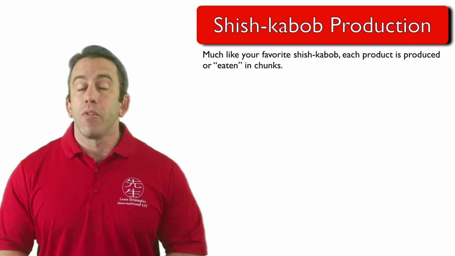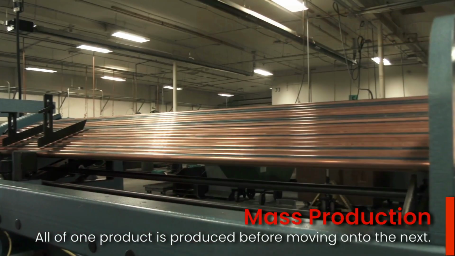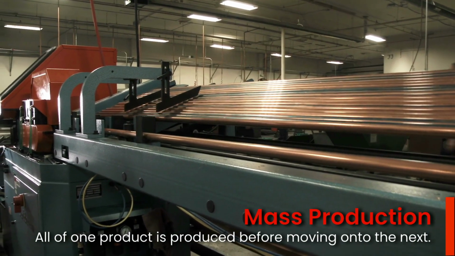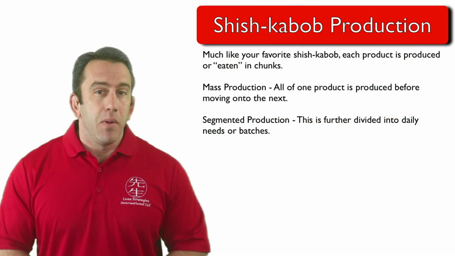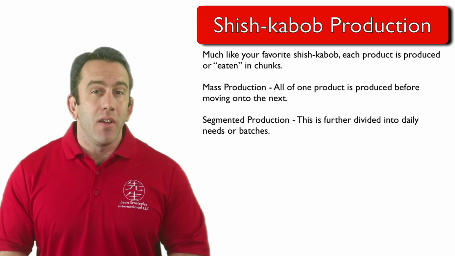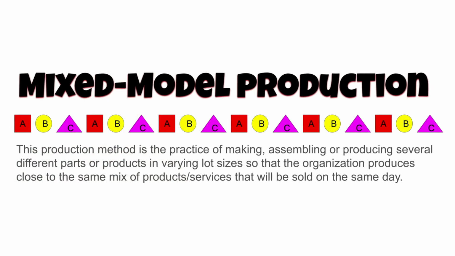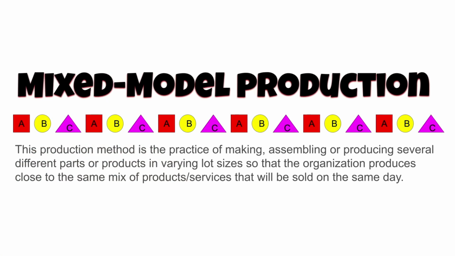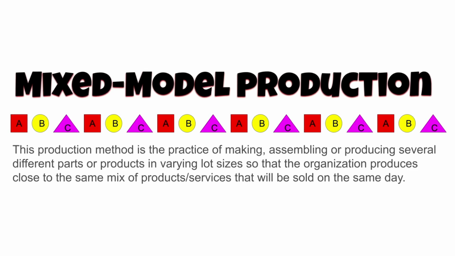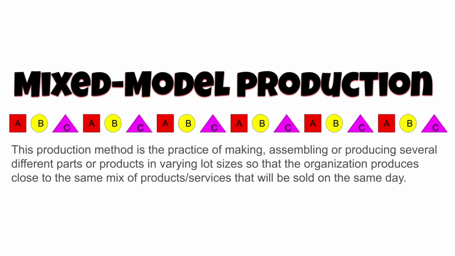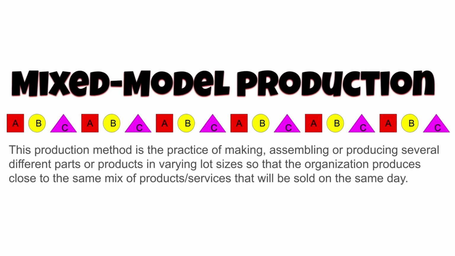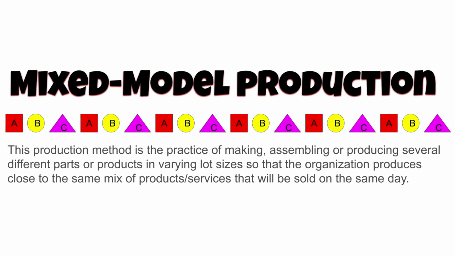There are three different types of shish-kabob production. Mass production. This is where all of one product is produced before moving on to the next. Then the next type is segmented production. This is further divided into daily needs or batches, and finally, mixed modal production. This production method is the practice of making, assembling, or producing several different parts or products in varying lot sizes so that the organization produces close to the same mix of products or services that will be sold on the same day.